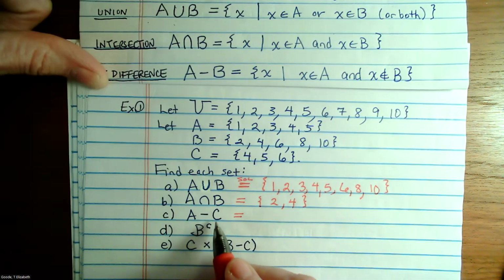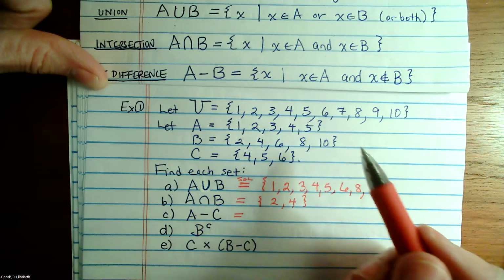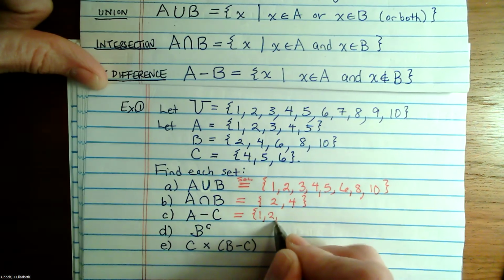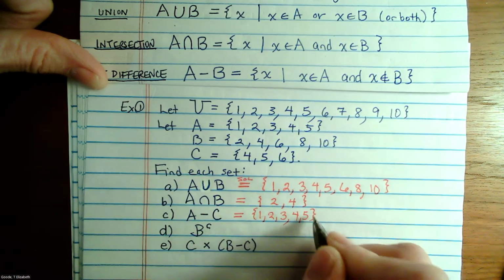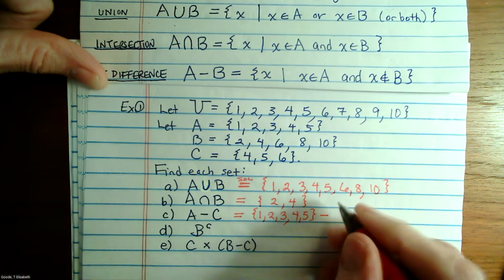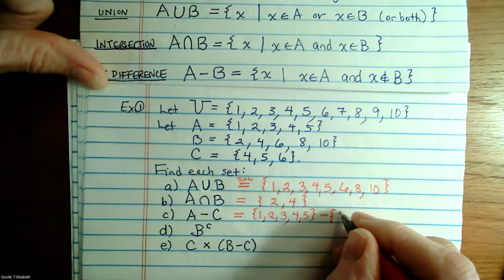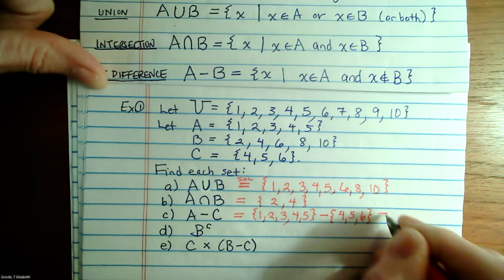All right, A minus C. So again, we start with the elements of A and toss out elements from C. So we can write it. It's the elements that are in set A. So set A has 1, 2, 3, 4, and 5 in it. Then we're going to literally subtract away the elements that are in C. So we're going to subtract away the elements 4, 5, and 6.